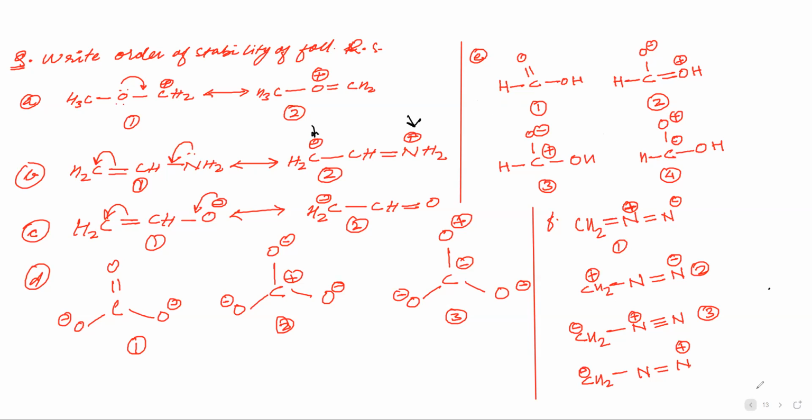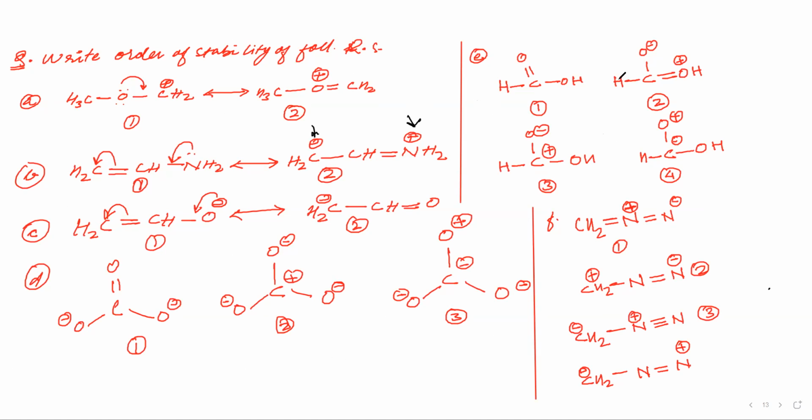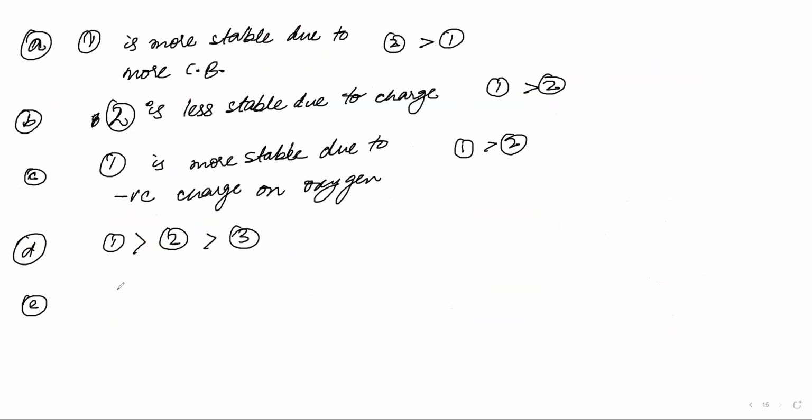Oh, you missed the second rule. What is the second one? Neutral species are more stable than charged species. Okay, sir, which is neutral, 1 or 2? 1. Yes. So got it now? Yes, sir. Then 1, 2, because of the number of covalent bonds. Between 3 and 4, these two have the same number of covalent bonds. Between these two, 3 is more stable because the electronegative atom has the negative charge. Correct? Yes, sir. So the correct order will be 1, 2, 3, 4.